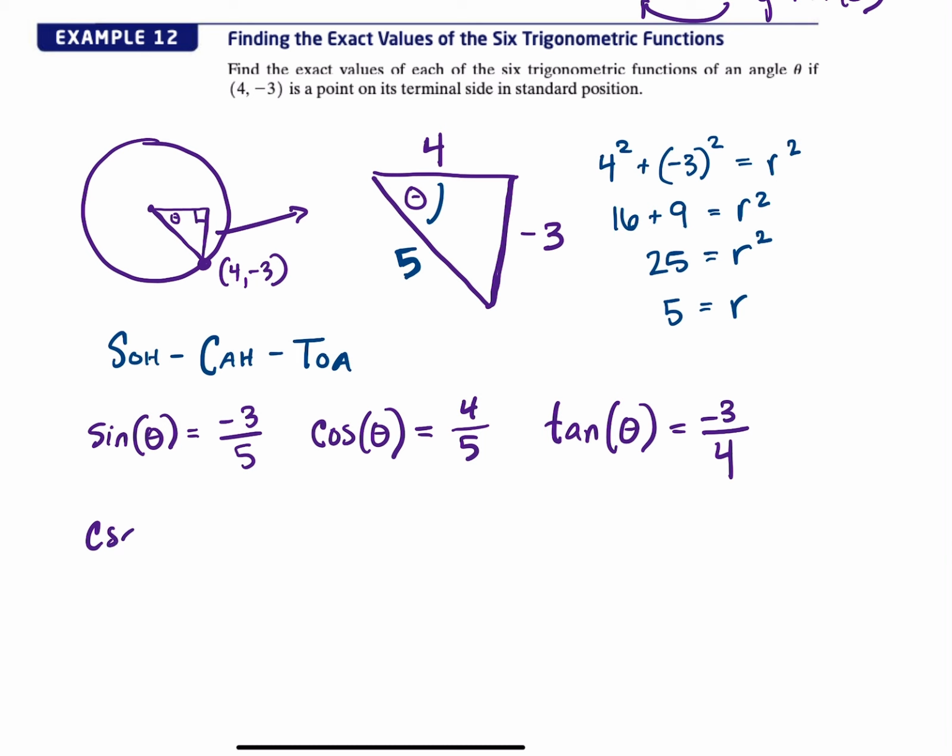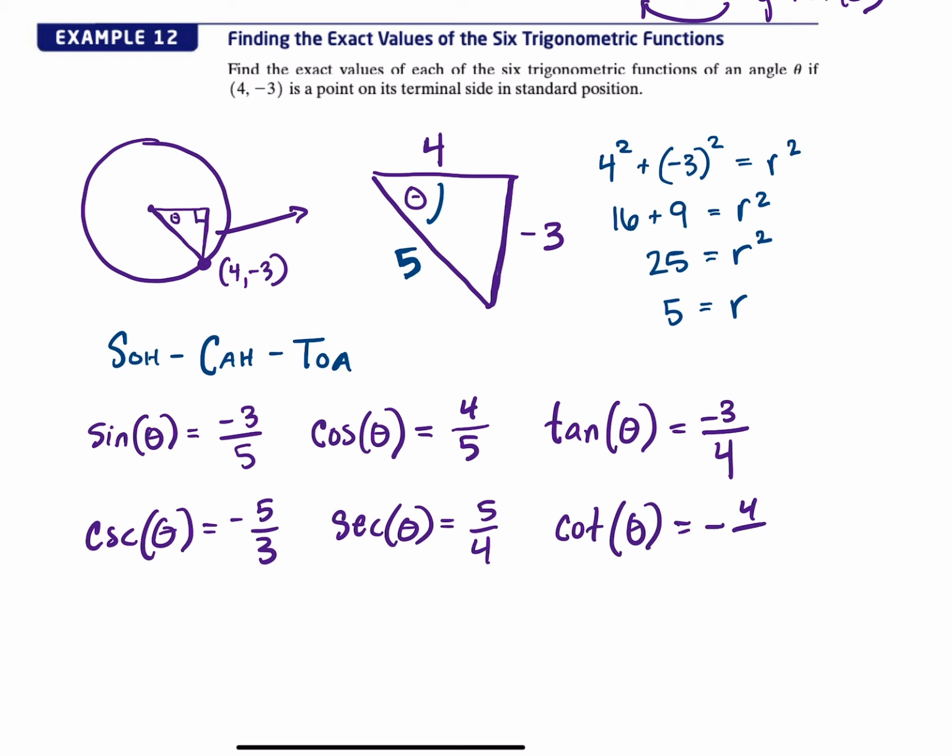The cosecant is the reciprocal of the sine, so let's just flip it. -5 over 3. You can just stick the negative up top. The secant is the reciprocal of the cosine, so 5 over 4. And then the cotangent is the reciprocal of the tangent, so -4 over 3. So pretty easy once we've built this triangle. So that's what I would generally suggest.